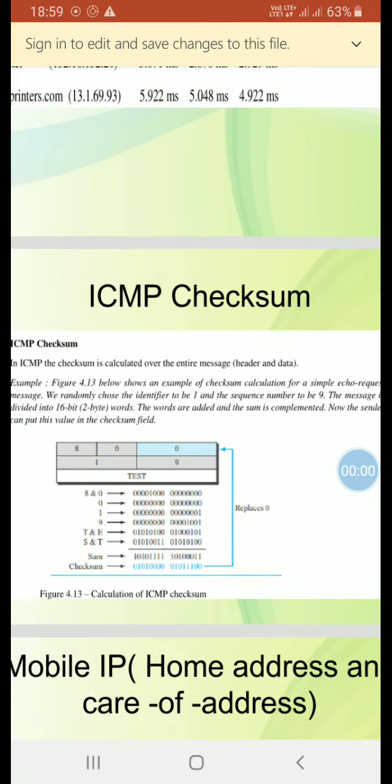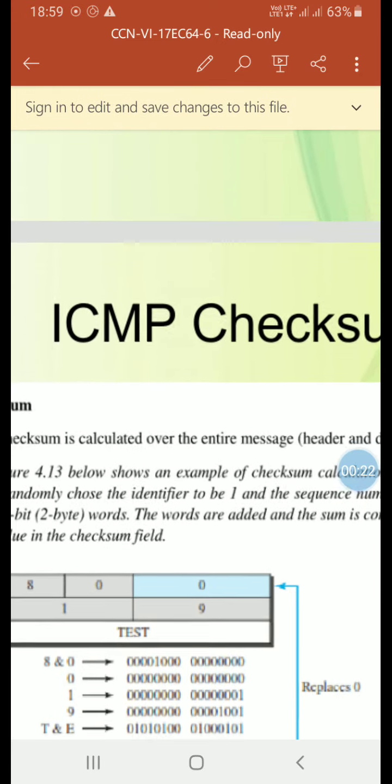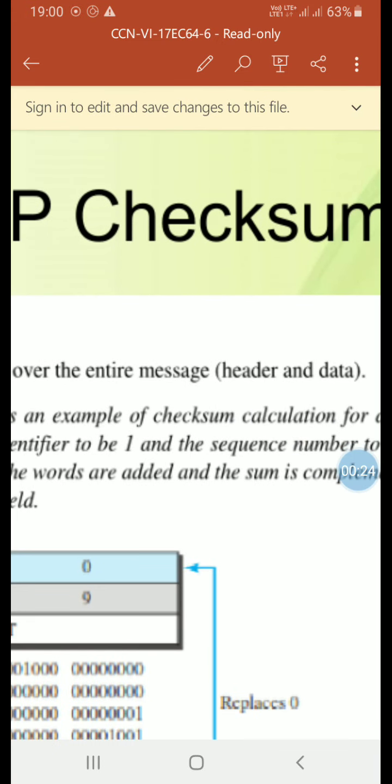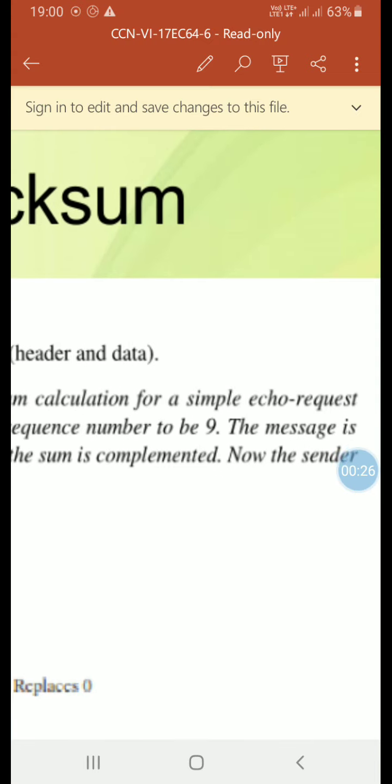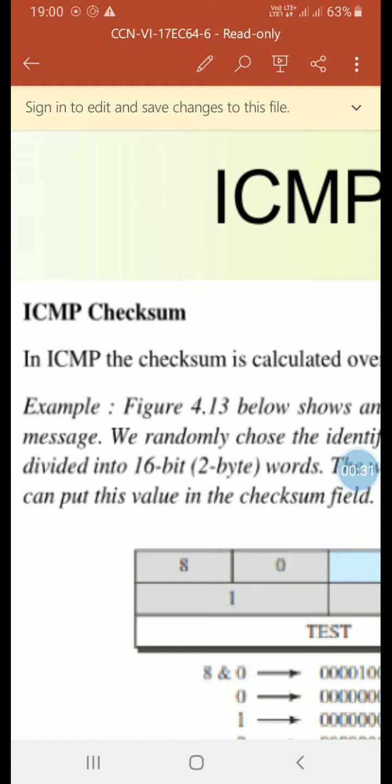Yes, students, in this lecture, we'll discuss ICMP checksum. In ICMP, the checksum is calculated over the entire message, that is, including header and data. Let's take an example and see. This example below shows a checksum calculation for a simple echo request message.